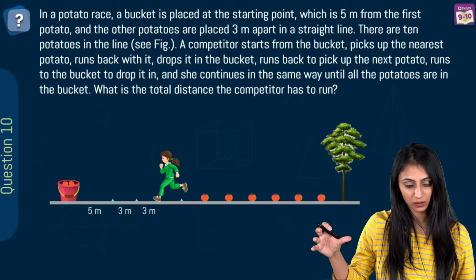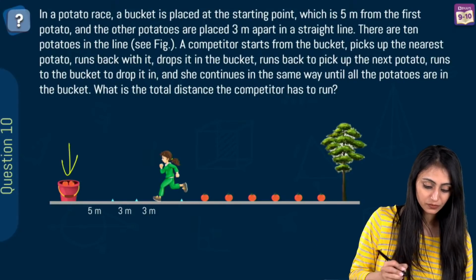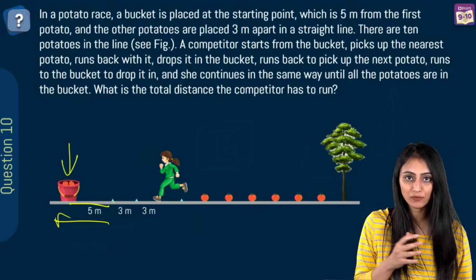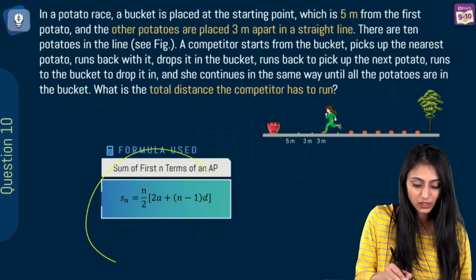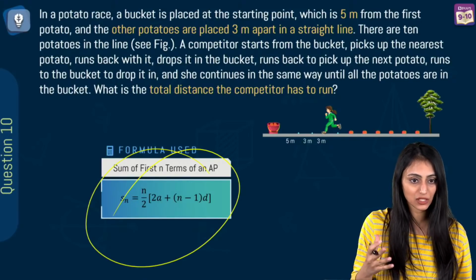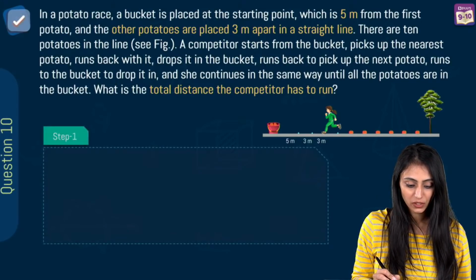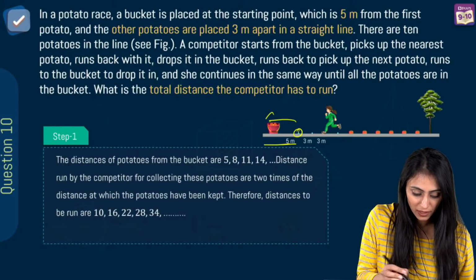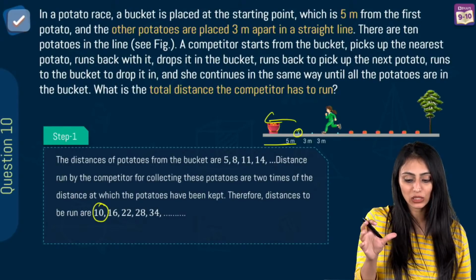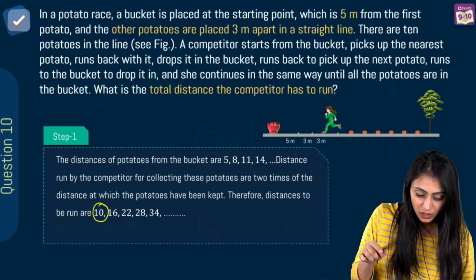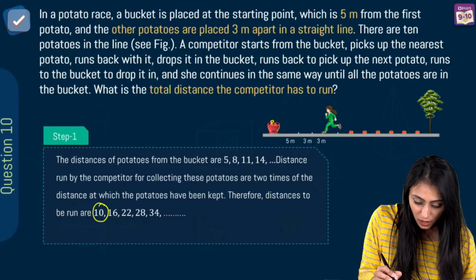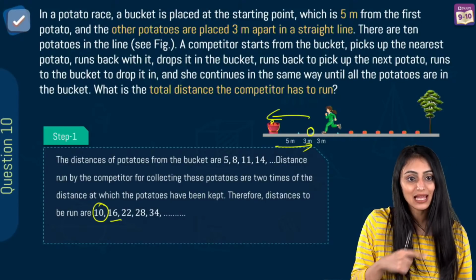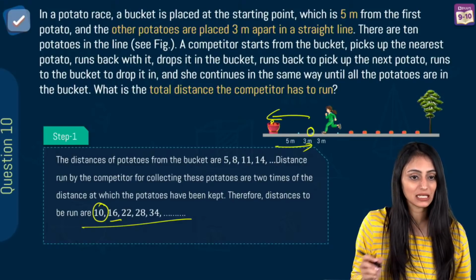So total 10 potatoes are there. She starts from here, picks up the first potato and comes back. Every time she is doing like this. So that means definitely we are talking about the sum, the total distance that she covers. She starts from here, picks up the first potato and comes back, so she covers a total distance of 10 meters. Then she starts from here again, comes here to pick up the second potato. Total distance is 8. Again she comes back, that's going to be 16. Like this we can form an AP series.